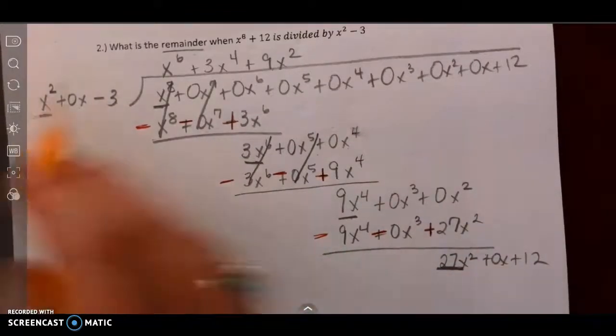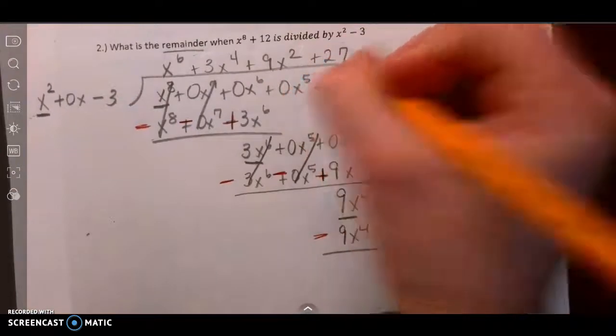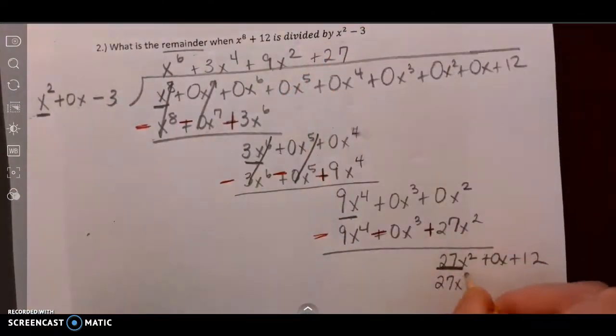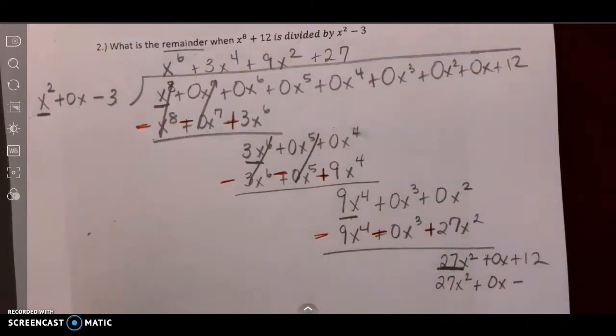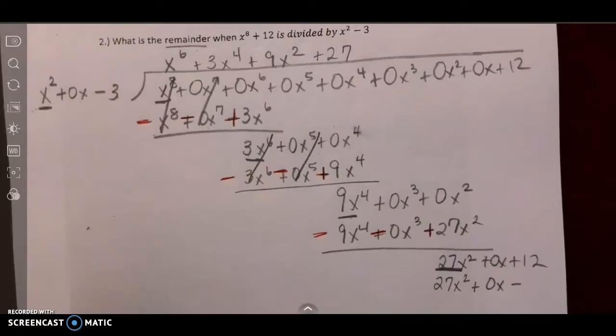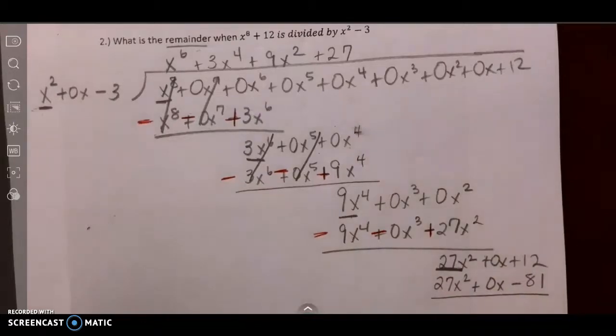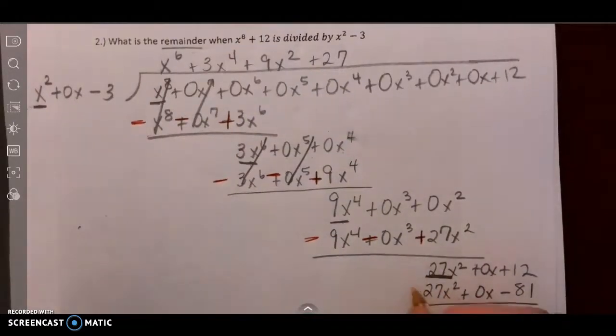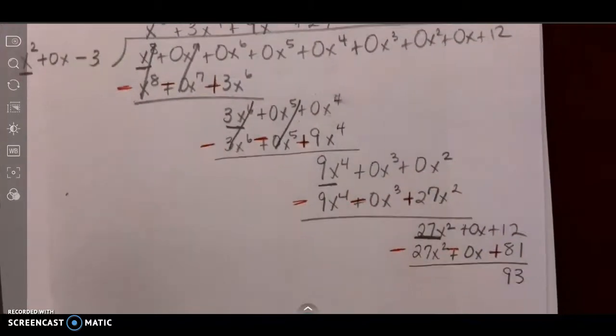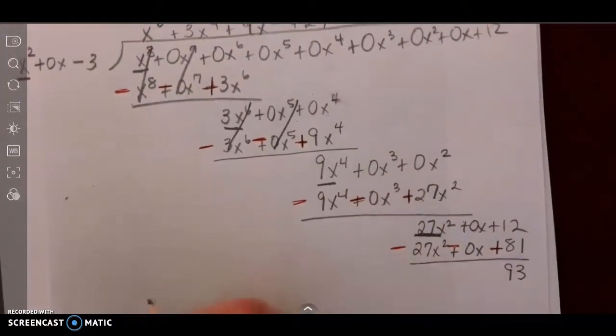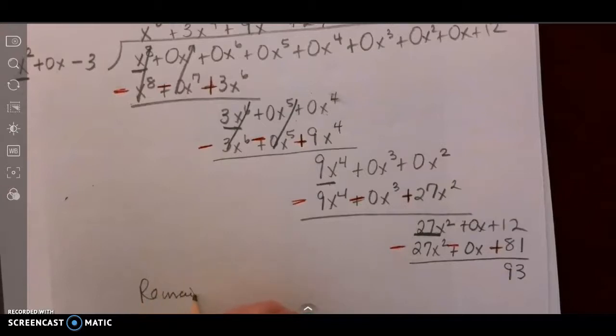27x squared divided by x squared is 27. 27x squared plus 0x minus 27 times 3, I get 81. Subtract, so I change my signs, and I get a remainder of 90. Alright, so what is the remainder? The remainder is 90.